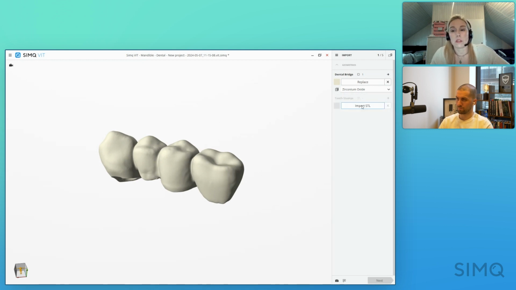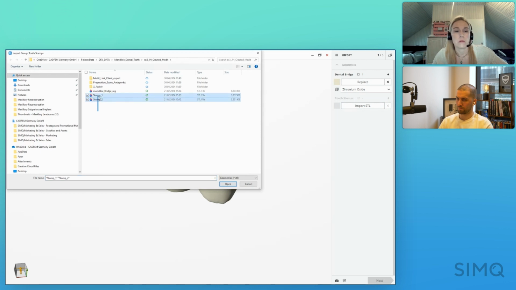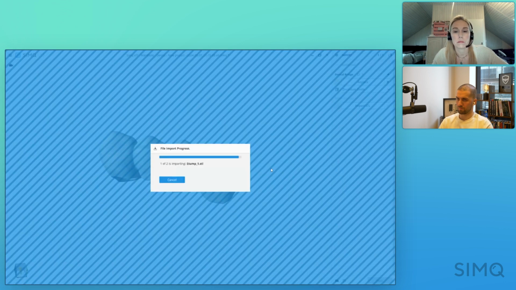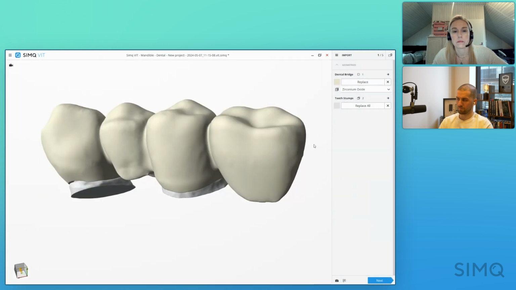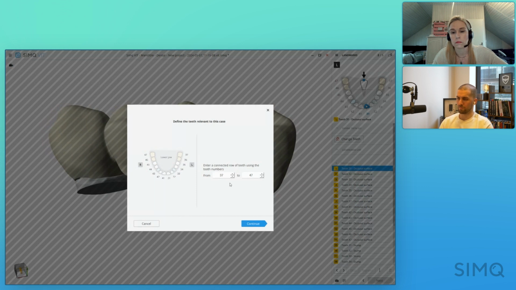And then we would just import the tooth stumps. So again, just as easy. There they are. Click next. Okay, and so it's going to be on the patient's right here. So it's 43, 44, 45, 46.